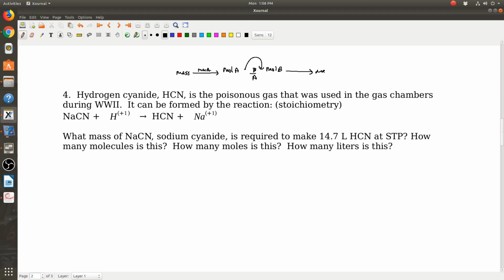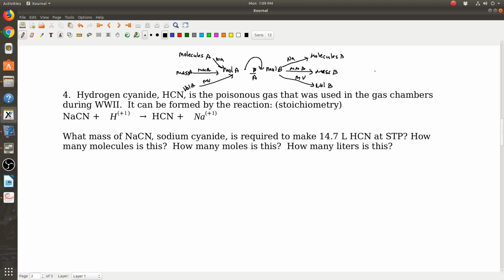Moles of B goes to mass of B using the molar mass of B. Molecules of A, molecules or atoms, goes to moles using Avogadro's number. Moles can turn into molecules of B using Avogadro's number. And now we have the new one, volume. Volume of A goes to moles of A using the molar volume. Moles of B goes to volume of B using the molar volume.